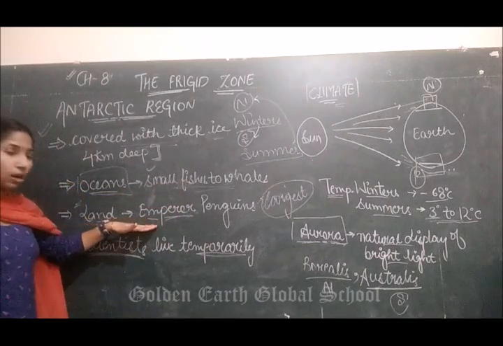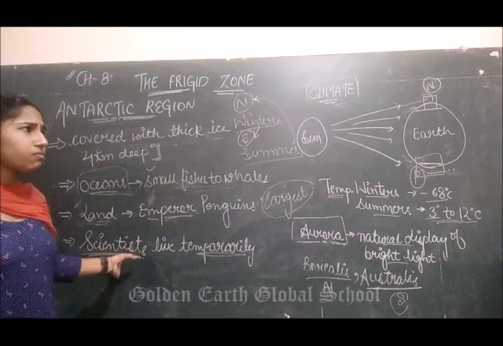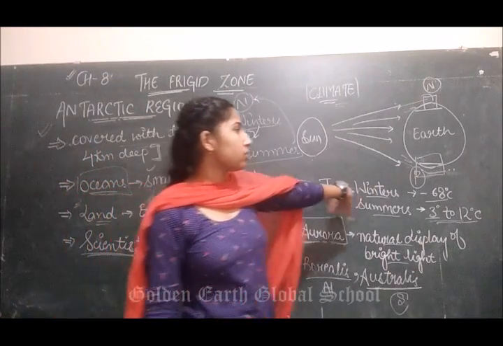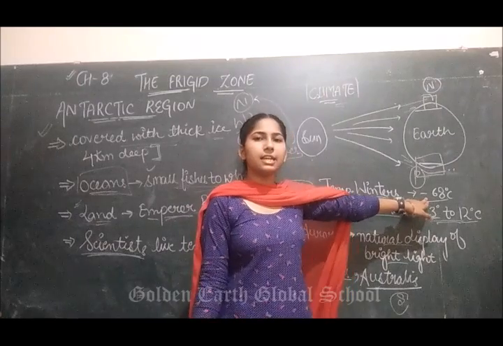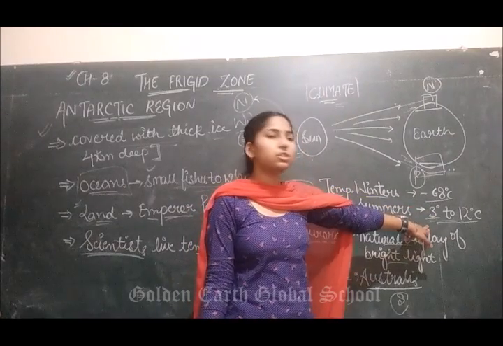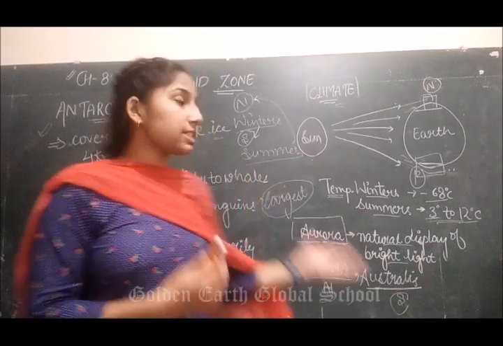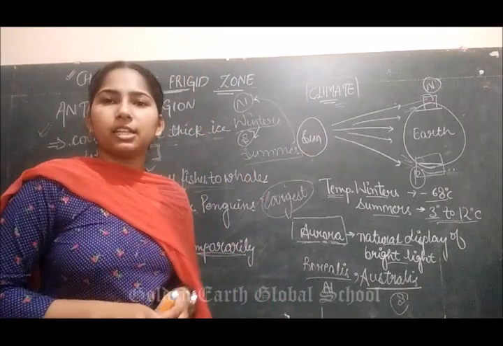Largest penguin is found, emperor penguin. Scientists live there temporarily. Temperature ranges in winters is -68°C, whereas in summers 3 to 12°C. And Aurora borealis and australis are also seen in the Antarctic.